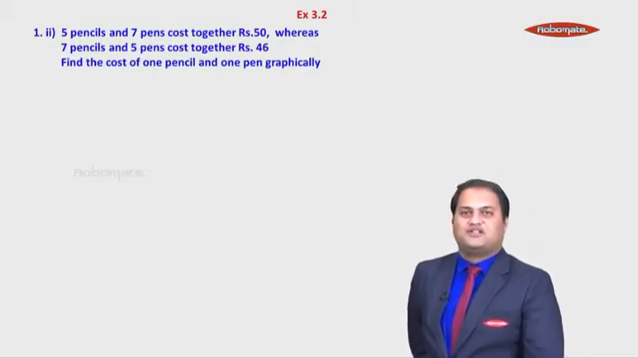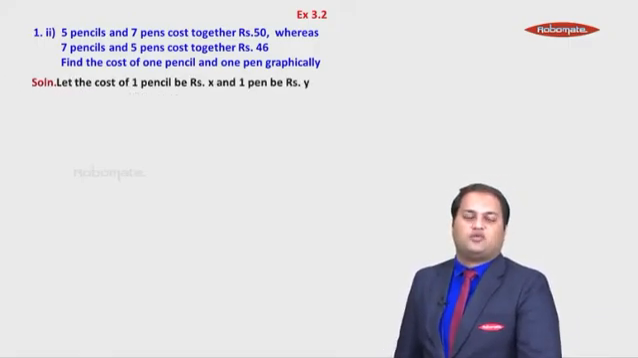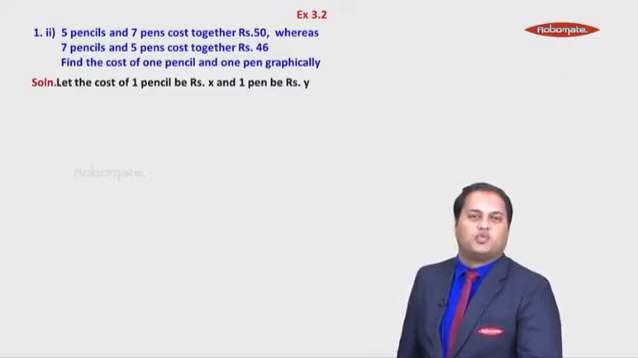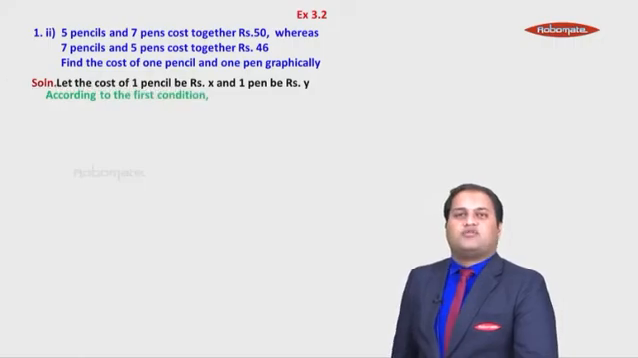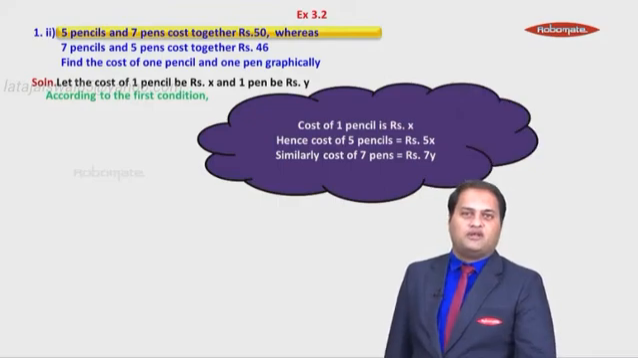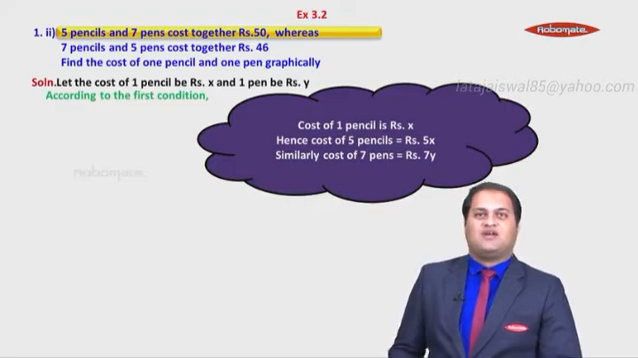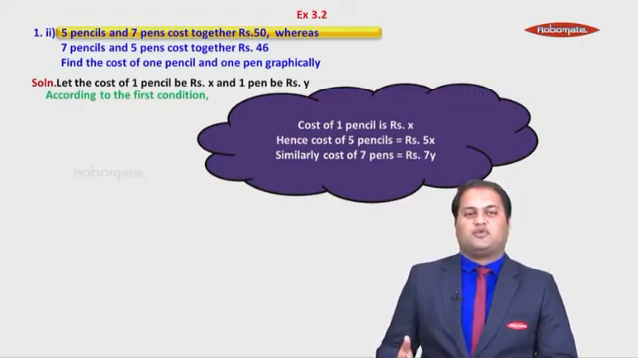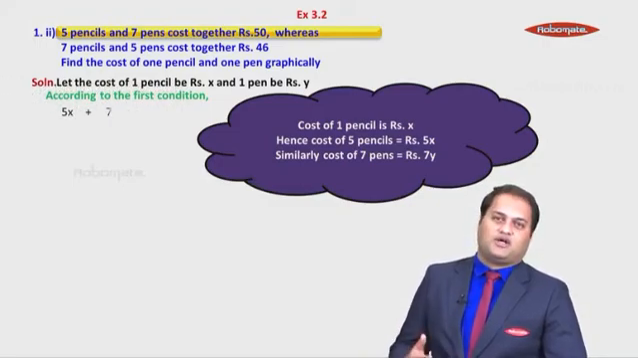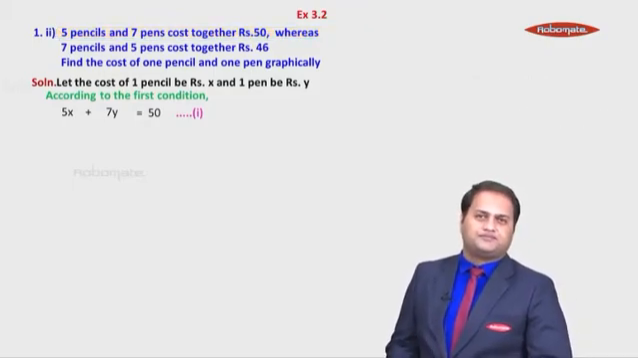Let's move on. Initial steps would remain the same. Find the cost of 1 pencil and 1 pen. So let the cost of 1 pencil be rupees X and 1 pen be rupees Y, right? What is the first condition given to us? 5 pencils and 7 pens cost together rupees 50. Cost of 1 pencil is rupees X, so 5 pencils definitely would be 5X, and 1 pen is Y, so 7 pens would definitely be 7Y. So the first equation is 5X plus 7Y is equal to 50. Let this be equation number 1.